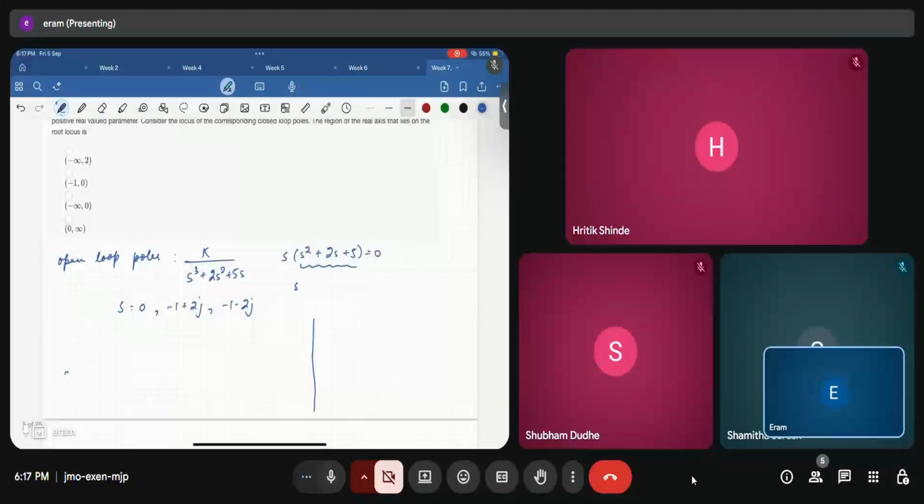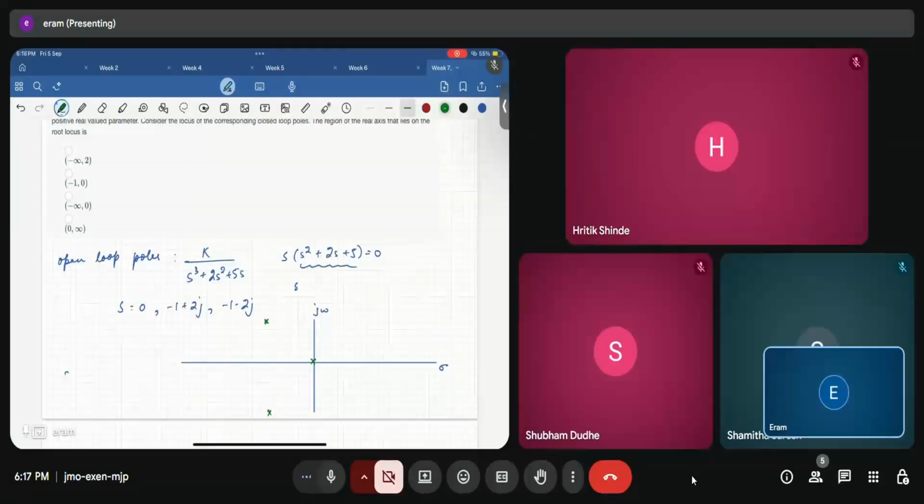Now, if we plot it in the s plane, with sigma on one axis and j omega on the other, where will the poles lie? They will be at 0, minus 1 plus 2j, and minus 1 minus 2j. So these will be the open loop poles.